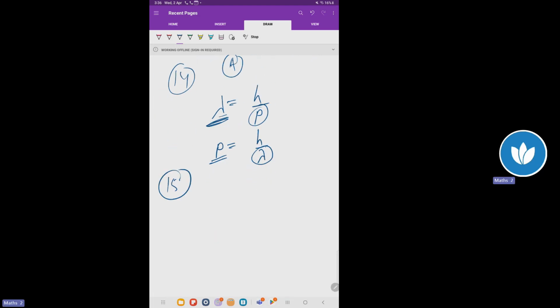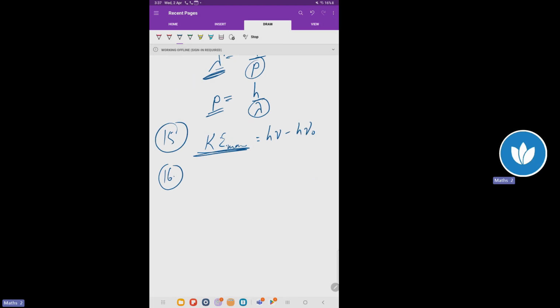In the photoelectric effect, when photons of energy h nu fall on the metal, the ejected electrons have a distribution of energies. The maximum kinetic energy is equal to h nu minus h nu naught. This is the maximum, and the energy of these electrons is between 0 and this maximum energy. Option B.